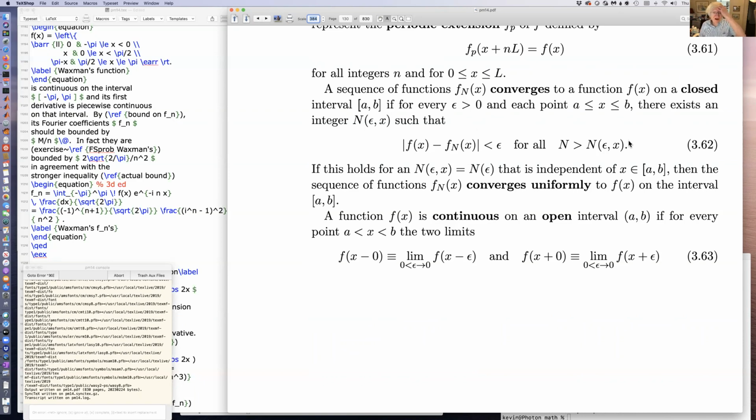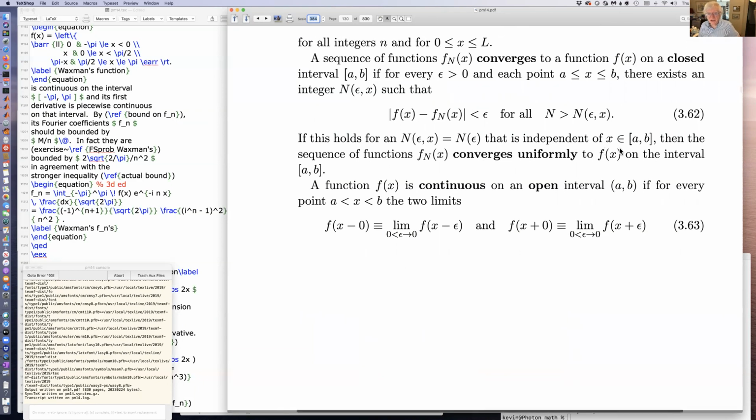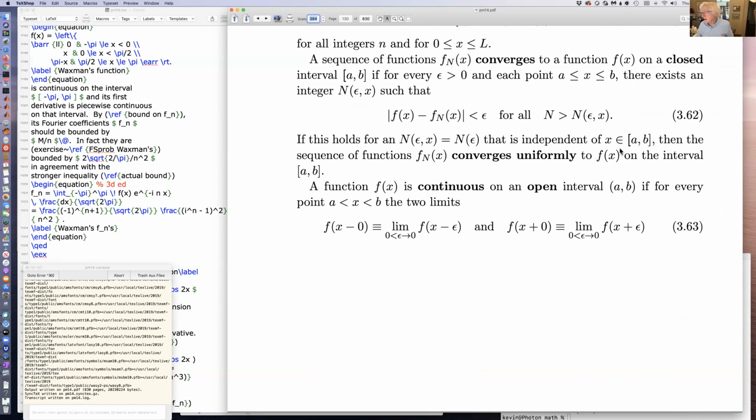So this is an N that depends on two variables. Now, of course, it's much nicer if you can say that this is true for n greater than N of epsilon rather than N of epsilon and x. And in that case, we say that the series of functions not only converges, but it converges uniformly on the interval. So if N is independent of x, then it's uniformly convergent.